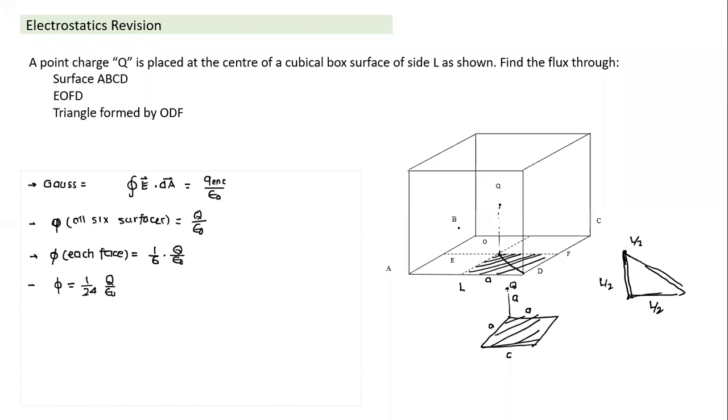One more variation of this: there's a cube here. How many cubes can I form of side L by 2 here? The volume becomes 1/8, so we can form 8 cubes here. And how are those 8 cubes?